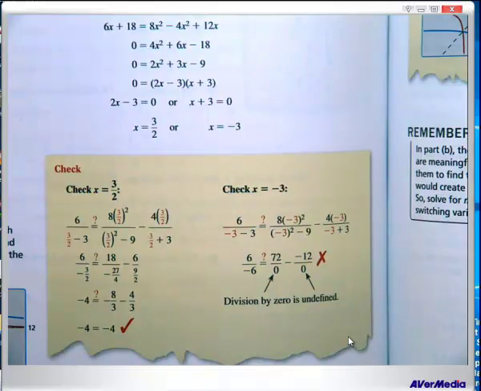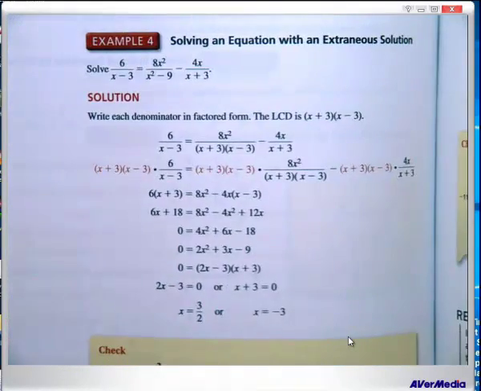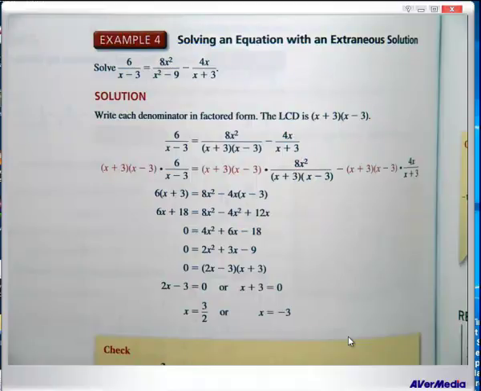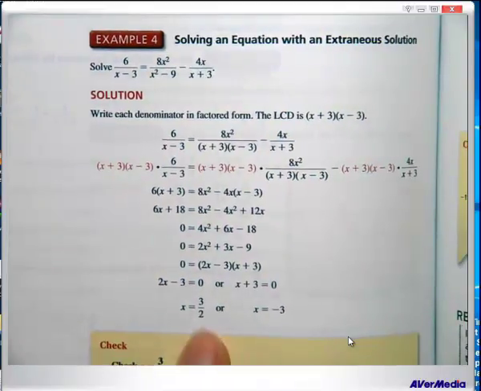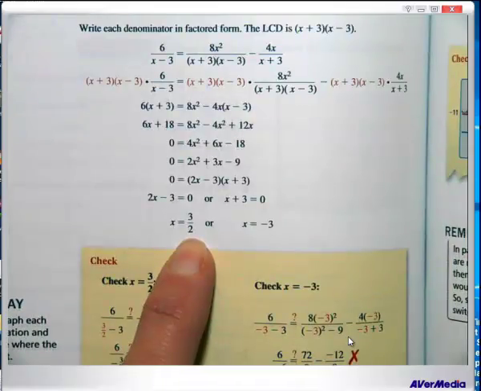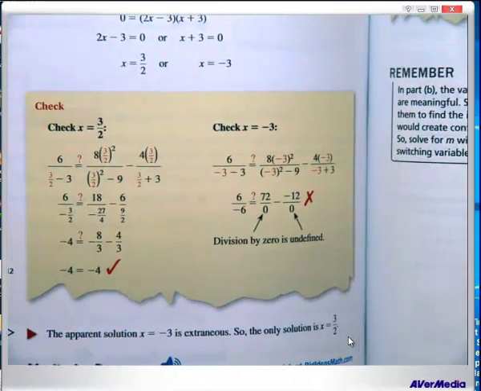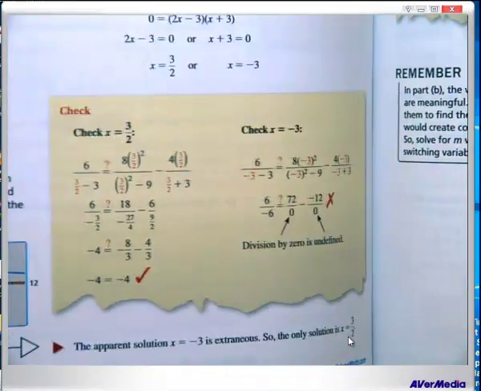But if you look back at their original problem, x minus 3 was one of their denominators. Oh, and x plus 3. This is the one that ends up being a problem. If x equals negative 3 and you plug it into this denominator, it's going to make a 0 in the bottom. So that one's actually an extraneous solution. We don't count it as one of the final solutions. So in this problem, their only answer should be x equals 3 halves. And they say that later. They do all the checking, and then they list x equals 3 as extraneous, and 3 halves is a true solution.